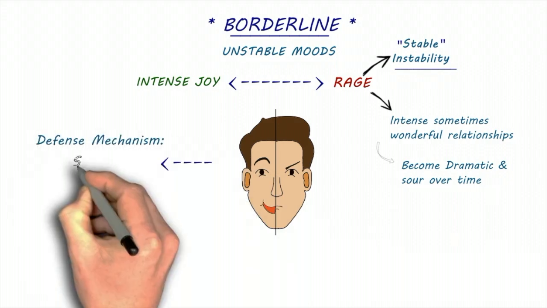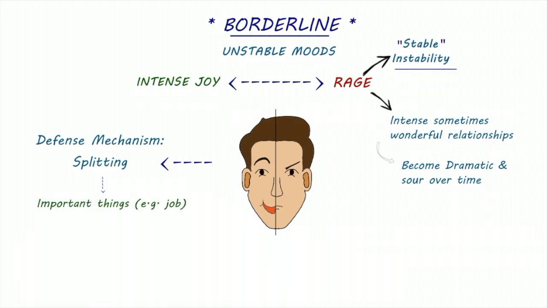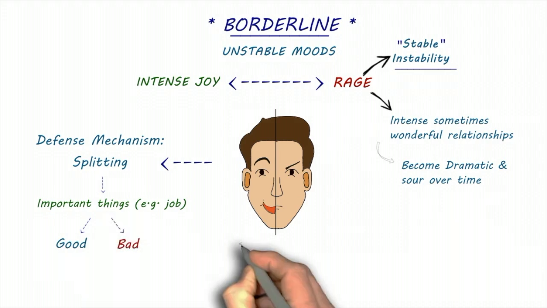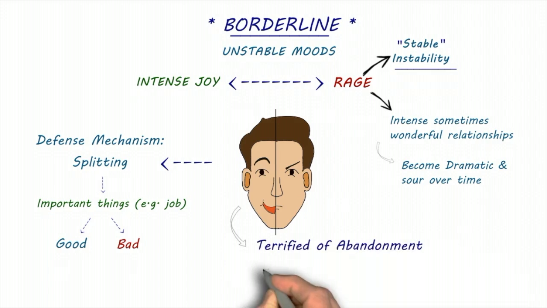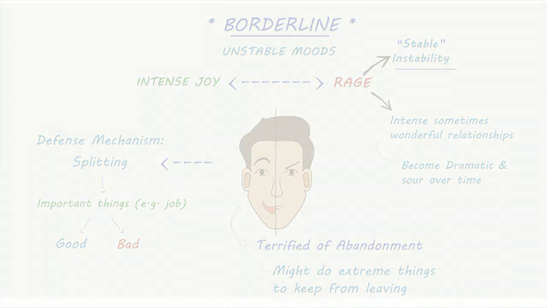These people often use a defense mechanism called splitting, where people and important things like a job are seen as either completely good or completely bad. In addition, people with borderline personality disorder are often terrified of abandonment and might even do extreme things like threaten suicide to keep someone from leaving them.